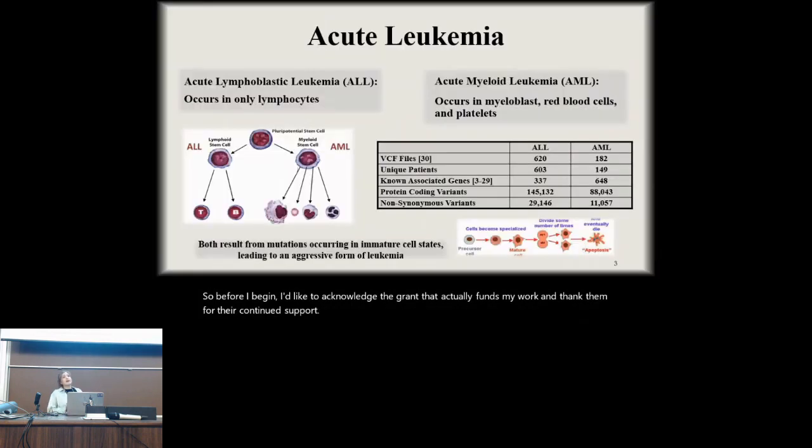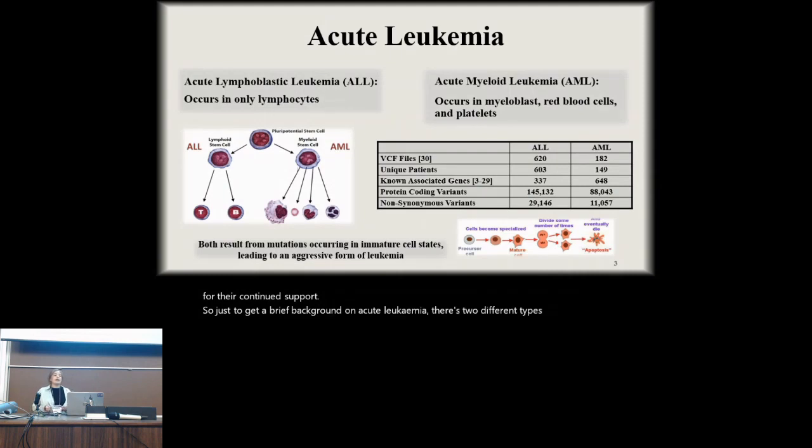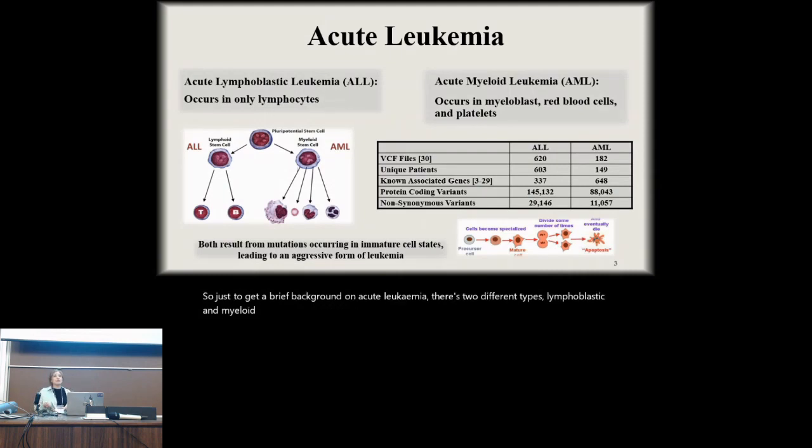So just to get a brief background on acute leukemia, there's two different types, lymphoblastic and myeloid. So acute lymphoblastic leukemia occurs in lymphocytes, whereas acute myeloid leukemia occurs in myeloblasts, red blood cells, and platelets. Now, both are acute forms of leukemia, so that means that their mutations are arising in early cell stages, and it makes them an aggressive form of leukemia.